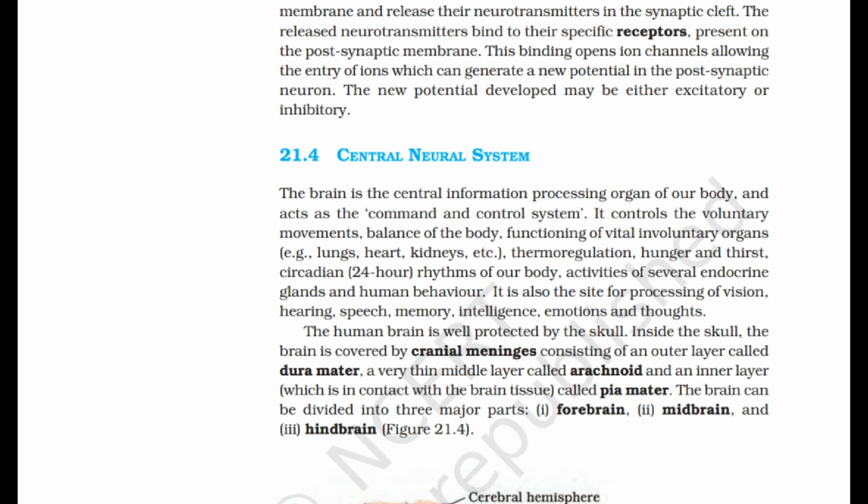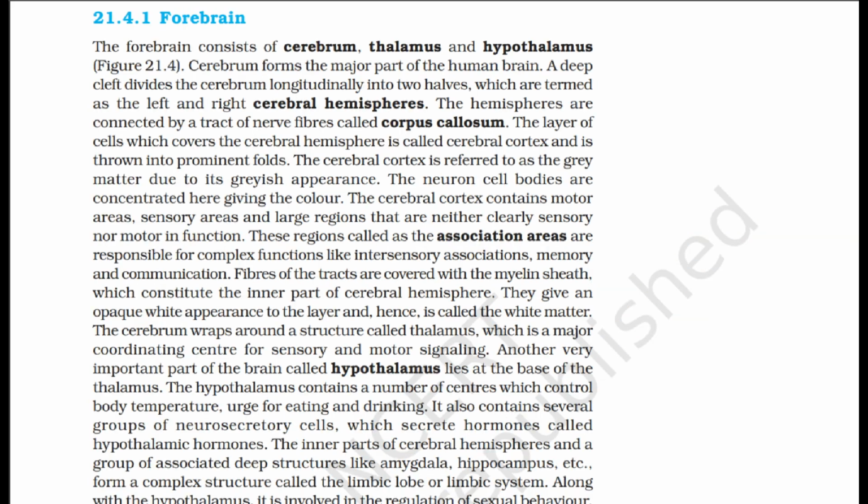The human brain is well protected by the skull. Inside the skull, the brain is covered by cranial meninges consisting of an outer layer called dura mater, a very thin middle layer called arachnoid, and an inner layer, which is in contact with the brain tissue, called pia mater. The brain can be divided into three major parts: first, forebrain; second, midbrain; and third, hindbrain.